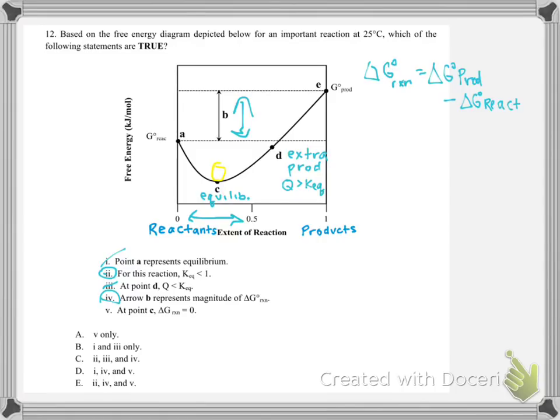And then lastly, we have at point C, delta G of the reaction is equal to 0. And so we know delta G is equal to 0 when we're at equilibrium. And we already decided that equilibrium is at point C, so this checks out. That would make sense. Okay, so the correct answer for this is option choice E.